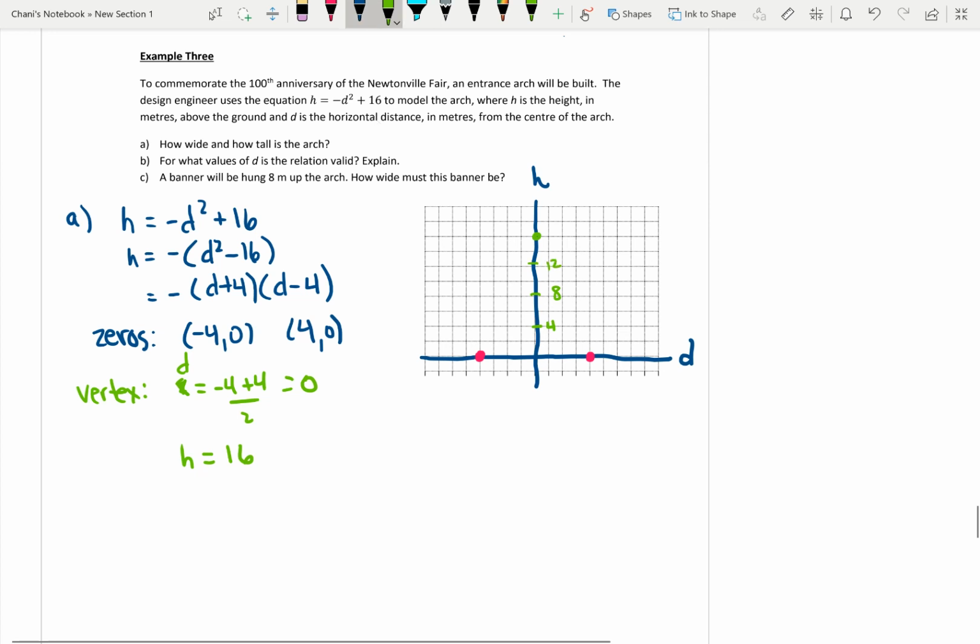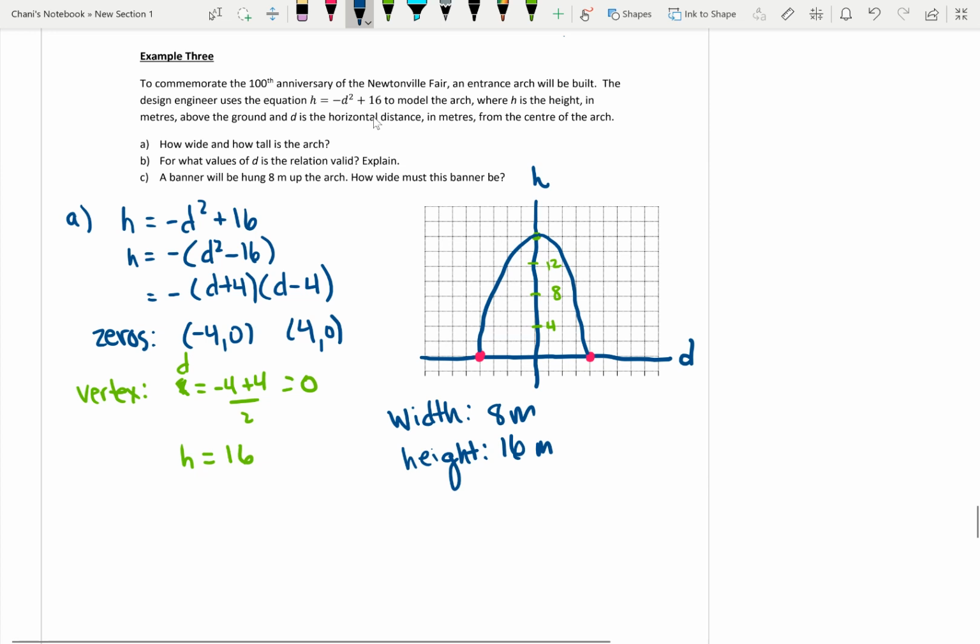All right, so my parabola basically looks like this. Okay. So how wide is the arch? Well, we can visually see here that the width is 8 meters because this is 4 meters and this is 4 meters to get a width of 8. And the height is 16 meters since that is the h value of the vertex.